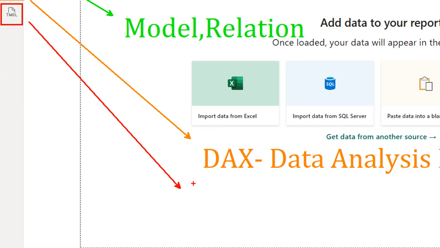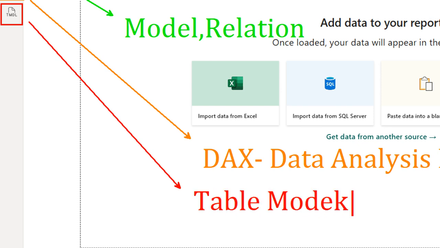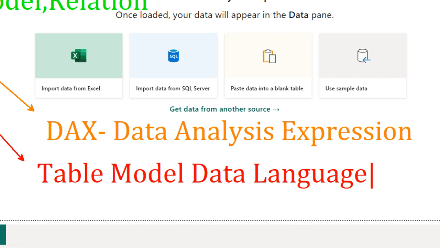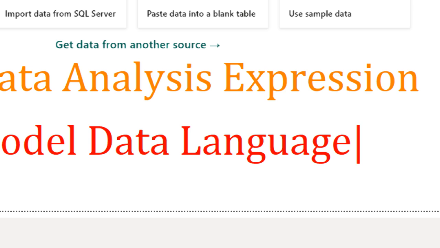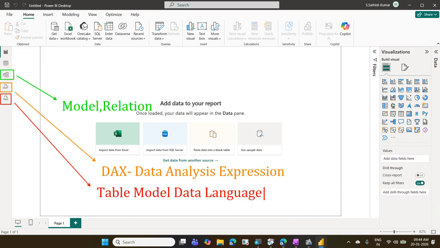Table, model, data, language. So with this only, you are going to create a relationship between the multiple tables. If you want to do this, you have to know some coding. Unfortunately, as I told, we are not going to see it. It's a new feature. We can create a relationship using the model itself.